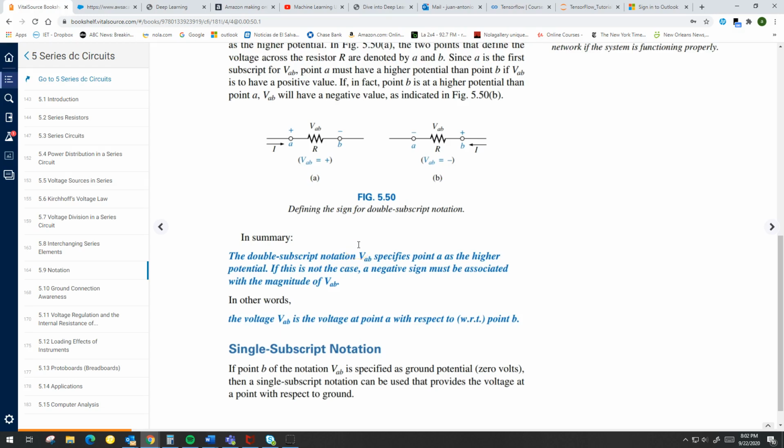We also have another notation that's called single subscript notation, and it's really the same thing. It's just a special case. If you look at this double subscript notation, it just happens that B is grounded. If we make B the ground, we then call that single subscript notation.